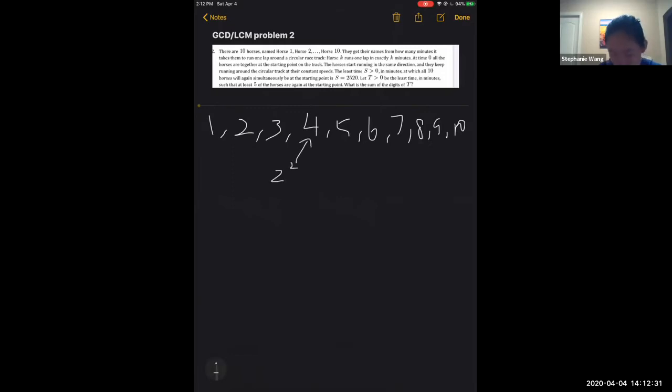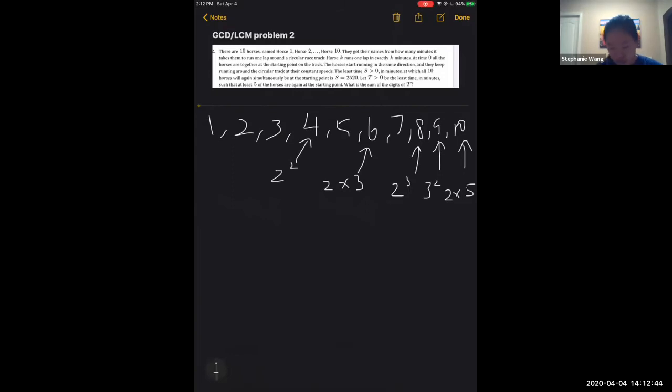So the first horse can finish a lap in 1 minute, and then the second one can finish a lap in 2 minutes, then 3, 4, 5, 6, 7, 8, 9, and 10. So as I said last time, we want to prime factorize whenever we can. So in the numbers that are not already prime, 4 can be prime factorized as 2 squared, 6 can be rewritten as 2 times 3, 8 can be rewritten as 2 cubed, 9 can be rewritten as 3 squared, and then 10 can be rewritten as 2 times 5.